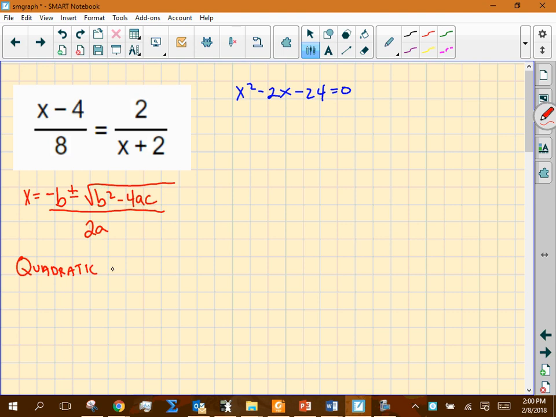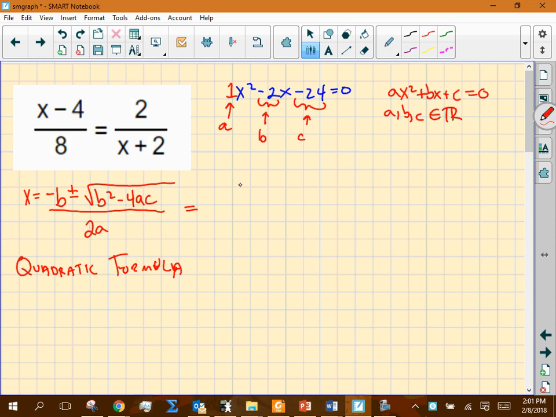Good job. Quadratic formula. What that allows you to do is factor anything that is in the format ax squared plus bx plus c equals 0, where a, b, and c are elements of your real numbers. Okay, so a, b, and c are just any real numbers they want to be. And right now we see that a is 1, b is negative 2, and c is negative 24. Is that right? So now let's just plug that stuff into this formula.